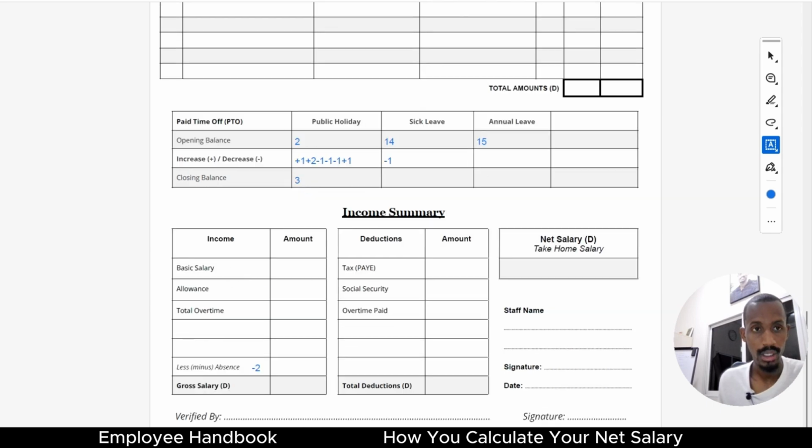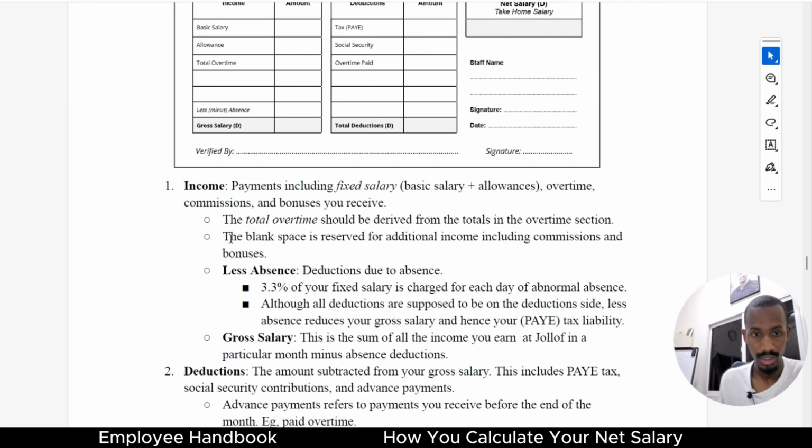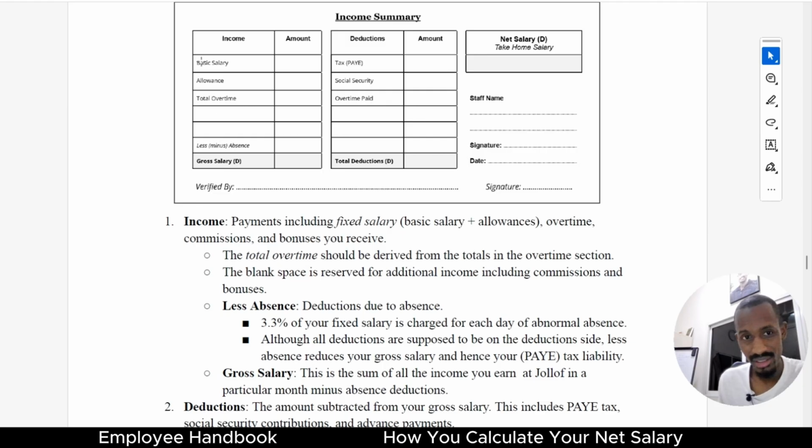Talking about this line, the blank space is reserved for additional income, including commissions and bonuses. Remember, these are the things that you probably receive every month. These are the popular types of incomes you receive. Basic salary, you receive every month. Allowance, you receive it every month. That's why they call it fixed salary. No matter what happens, you will receive your basic and allowance.